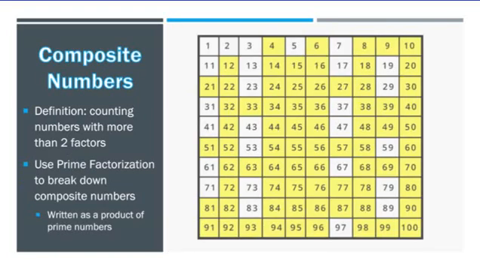Composite numbers are counting numbers with more than 2 factors. And you use prime factorization to break down the composite numbers, and you would write them as a product of prime numbers. If you look in the picture here, you can see there are a lot more composite numbers than prime numbers. For example, if we take a look at 4, the factors of 4 would be 1, 2, and 4. It has 3 factors.